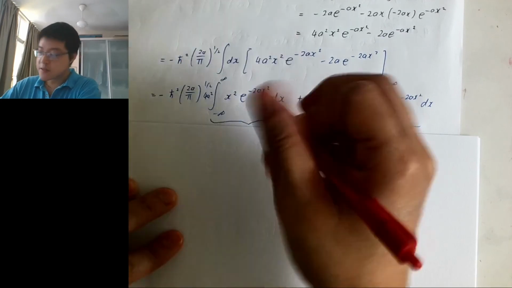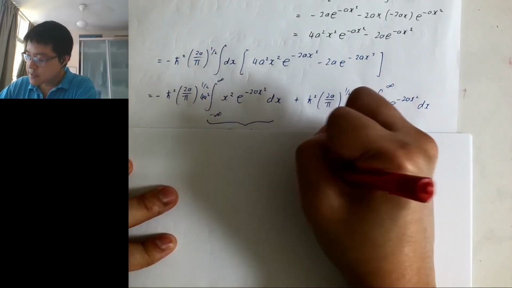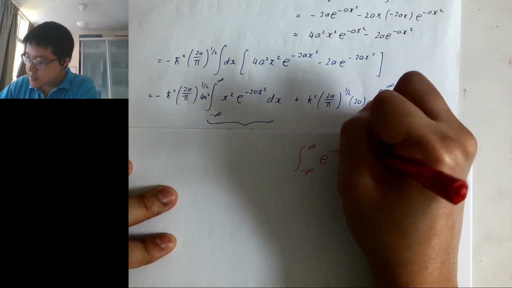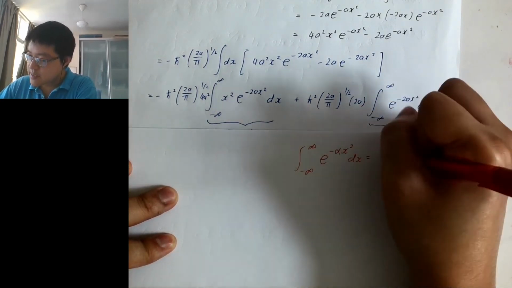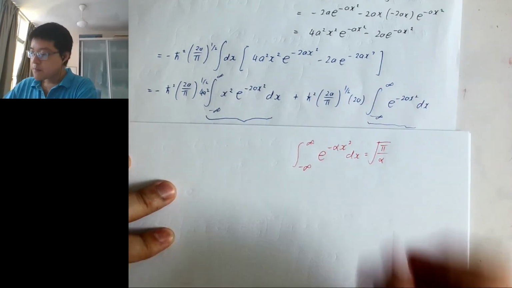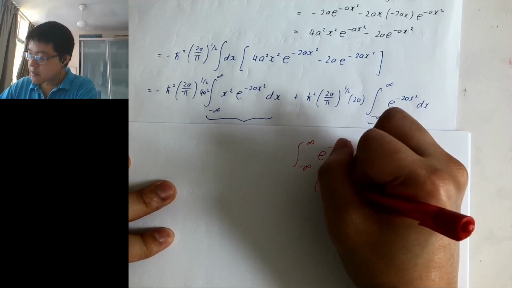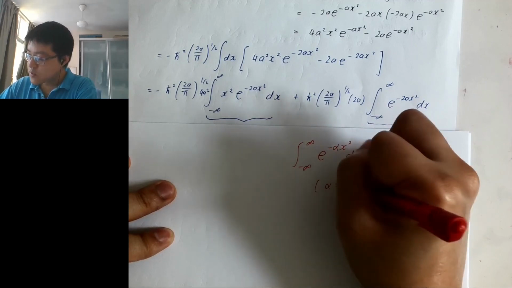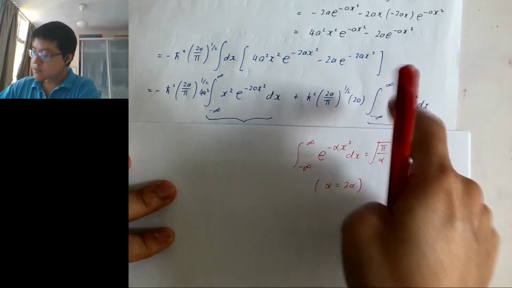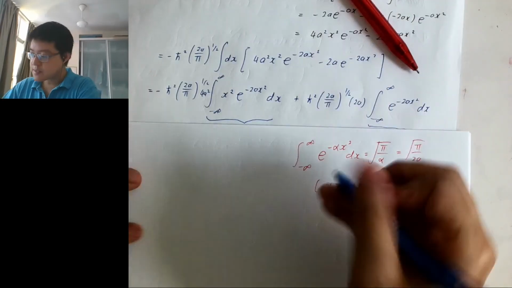So the Gaussian integral, the integral from minus infinity to infinity of e to the minus something squared dx, just gives me square root pi over alpha, right? But this time my alpha is 2a. Okay, so the answer is pi over 2a. So this integral is pi over 2a. So let's put everything in.